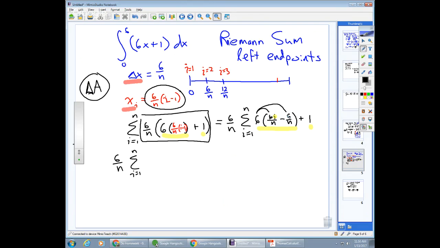So let's see, I distribute the 6 and I get 36i over n minus 36 over n plus 1. And that is all inside the sum there.